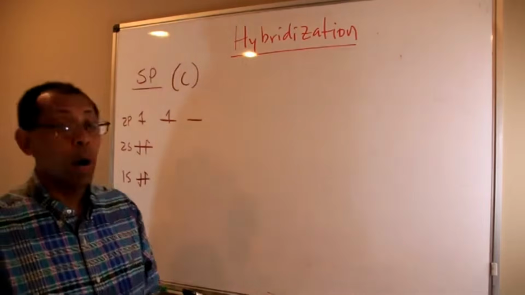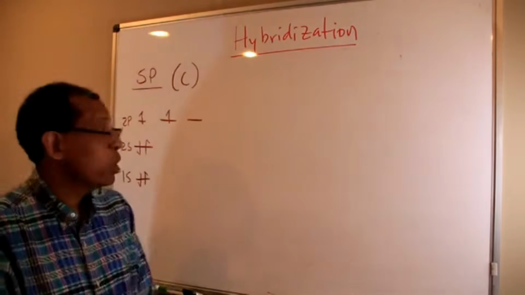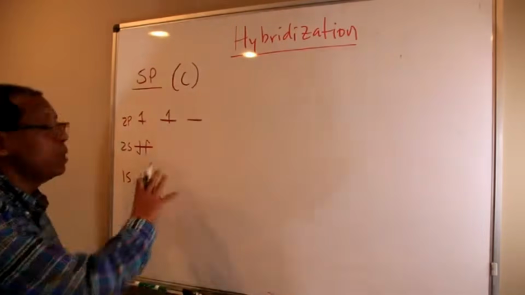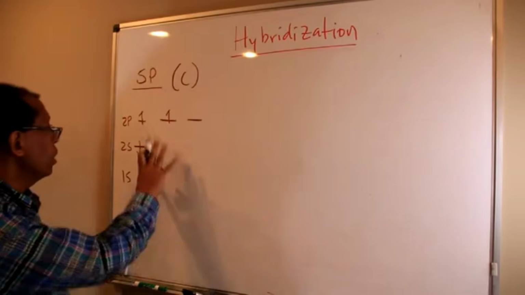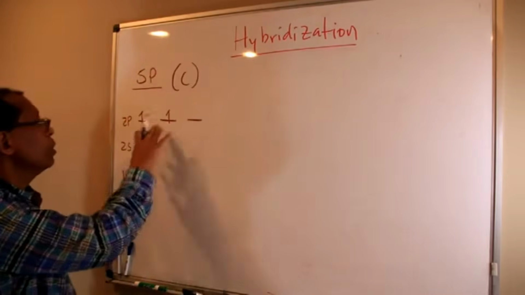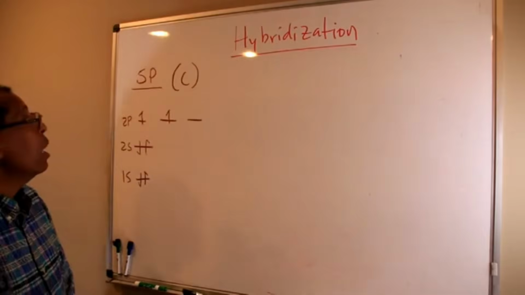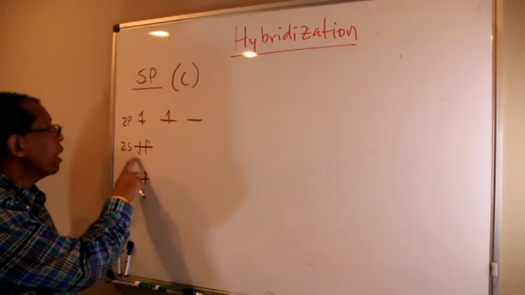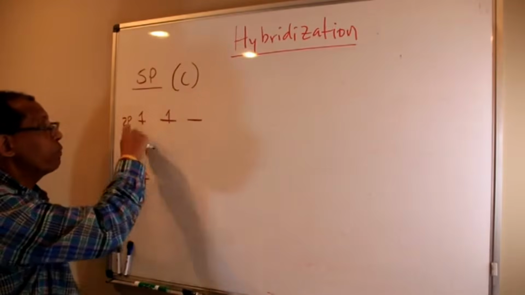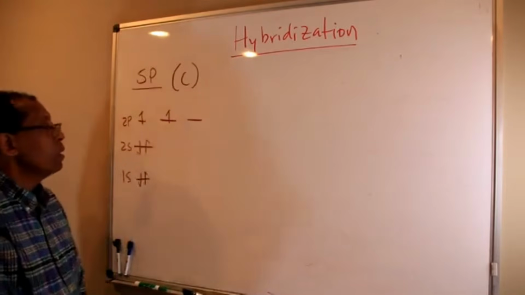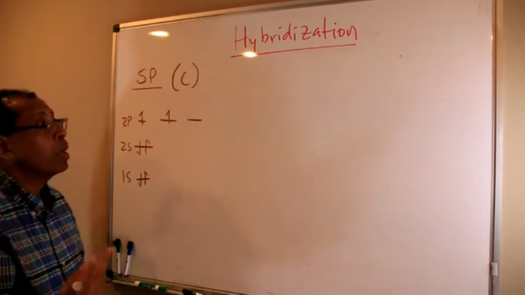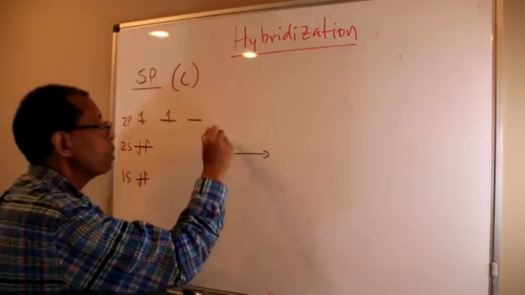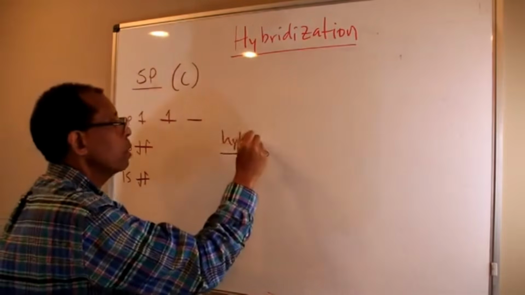Okay, now we'll be discussing sp hybridization. The same format: the electronic configuration of carbon before hybridization is 1s2, 2s2, 2p2. But now when we say sp hybridization, we mean that one s orbital is hybridized with one of the p orbitals. That means 2 unhybridized p orbitals would remain without being hybridized. So let's do the hybridization.